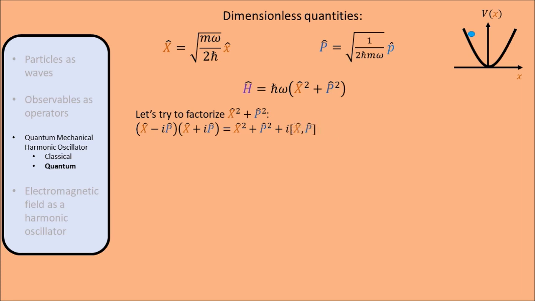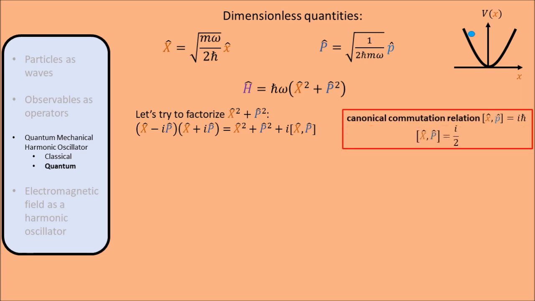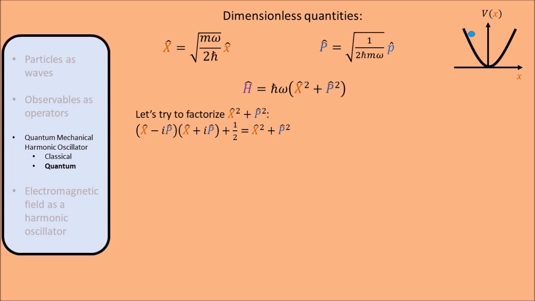From the canonical commutation relation, we can work out that the commutator of the dimensionless x and p is given by i over 2. We can plug this result into our equation, and then add 1/2 to both sides to find an expression for x squared plus p squared. If we then multiply both sides by h bar omega, we find a sort of factorized expression for the Hamiltonian.